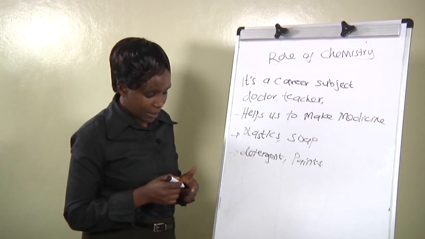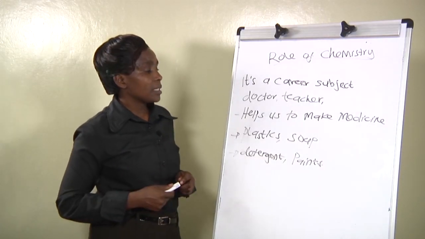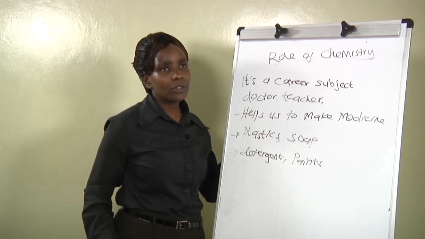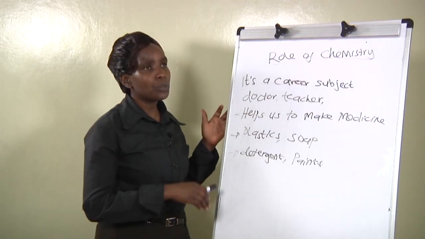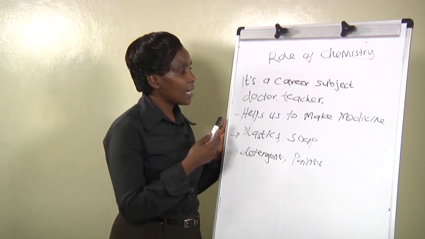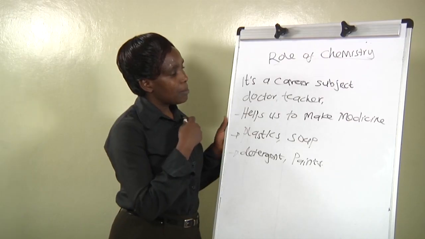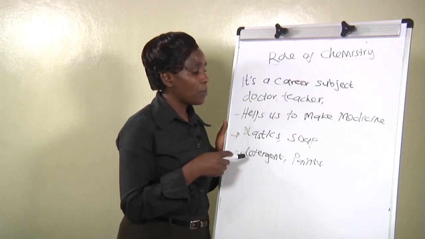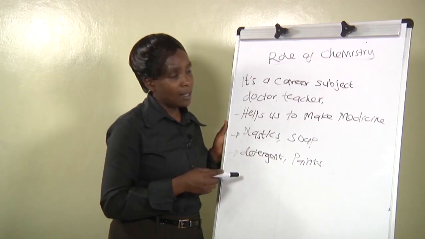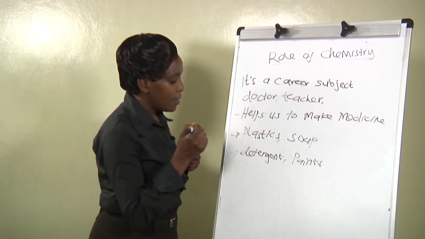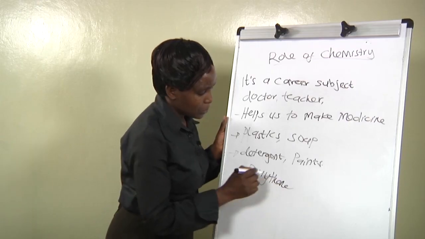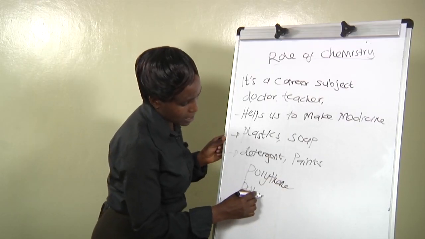So I would say that the list is endless, that once we have learned chemistry, we have a lot of knowledge that will help us to do so many things, like having a career on that, helping us to make medicine, helping us to make things like soap, like plastics. For example, what we call polythene papers, polythene, in fact, it's supposed to be polyethylene.